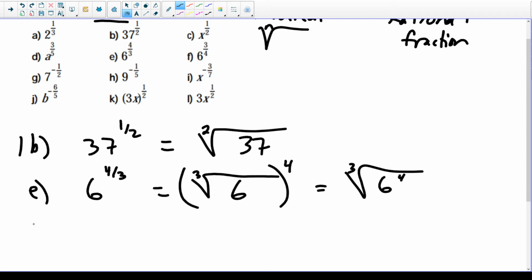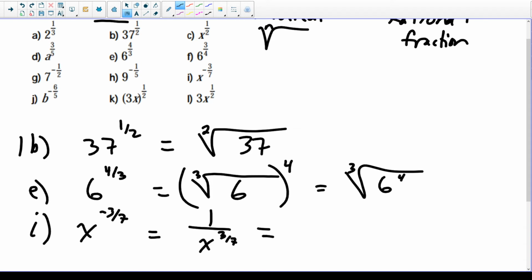Let's look at I. I is x to the negative 3 over 7. Well, what's happening with that negative? Well, now what we're doing is we're mixing two exponent laws. We're mixing the rational exponent and the negative exponent. So what does a negative exponent do? Well, a negative exponent sends the base to the, I want to say, opposite side of where it is in the fraction. So if it's in the numerator, it goes down to the denominator, and vice versa if it's in the denominator. So this x is in the numerator. So it's moving to the denominator, and the power becomes positive. So that's the first thing we would do.